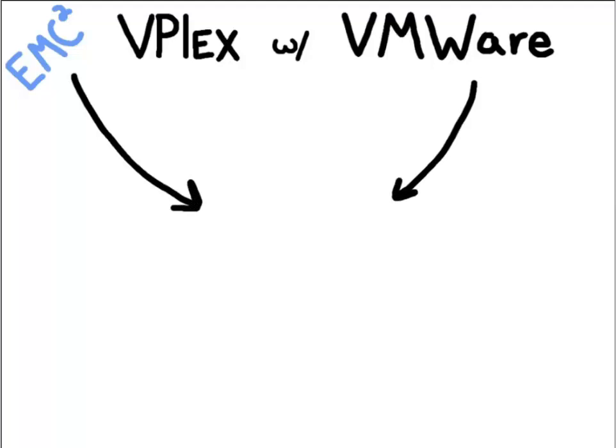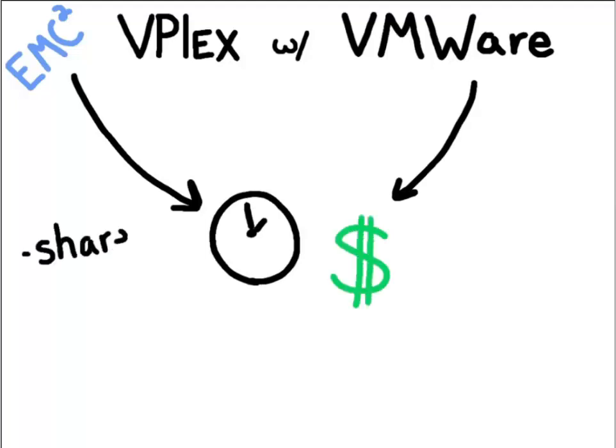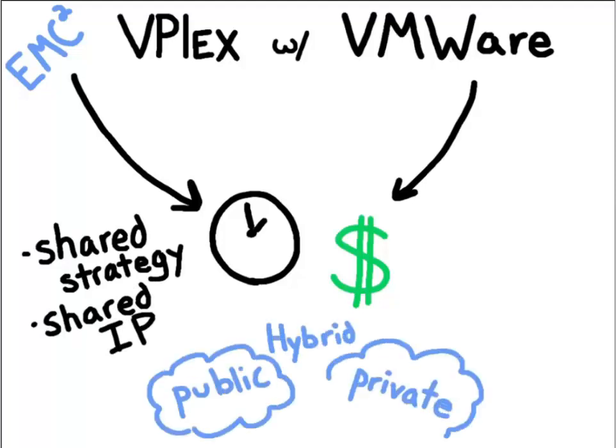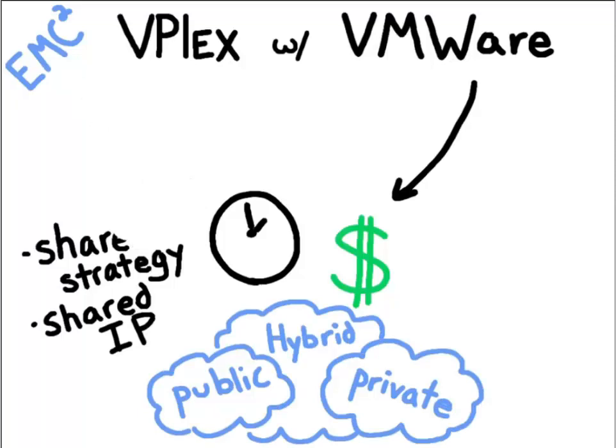EMC and VMware have many close ties. They are strategic partners that spend a great deal of time, money, and effort enabling customers to transform their operations and accelerate their journey to the cloud, be it public, private, or hybrid. How are they enabling this today? VPLEX with VMware.